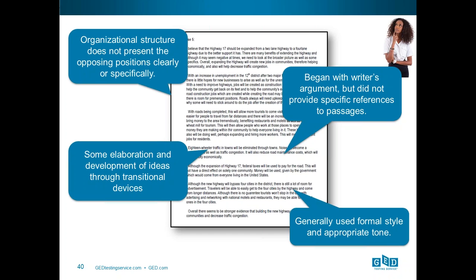And then again, organizational structure does not really present that opposing position very clearly. So a quick fix as far as adding a stronger counterclaim and rebuttal process to that. So Susan, other things on trait 2 that as you were looking at this paper, you'd say, a few quick fixes? I don't think so.